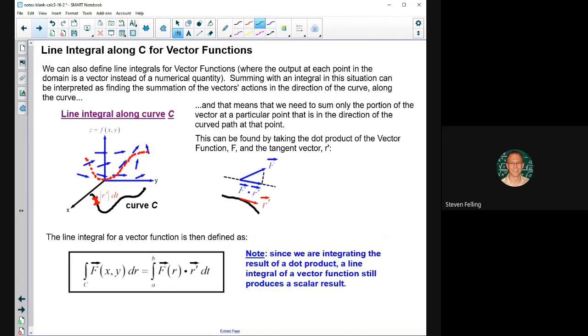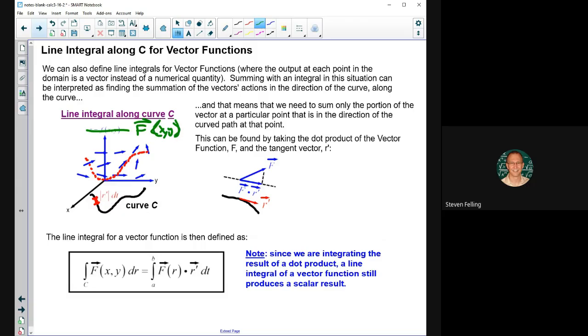We could have a vector function, right? So let's say that I wanted to sum something along this path, but the thing I'm summing is a vector. So this is actually incorrect. I should write this as some sort of vector field, a function of x and y of some kind, right?